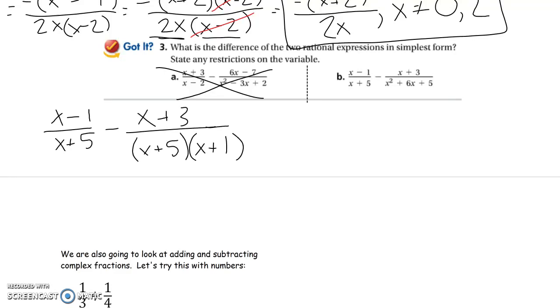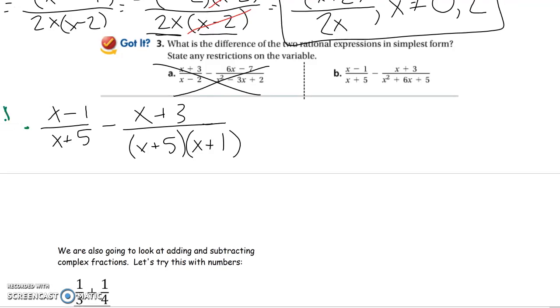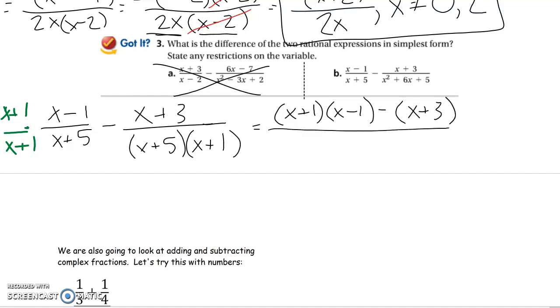To get common denominators, our first fraction is missing a factor of x plus 1, so we need to multiply by x plus 1 on top and on bottom. Now the two fractions have common denominators, so we can multiply x plus 1 times x minus 1, and we can subtract x plus 3, and that is all over the common denominator of x plus 5 times x plus 1.